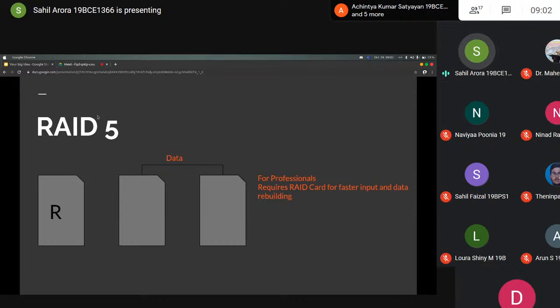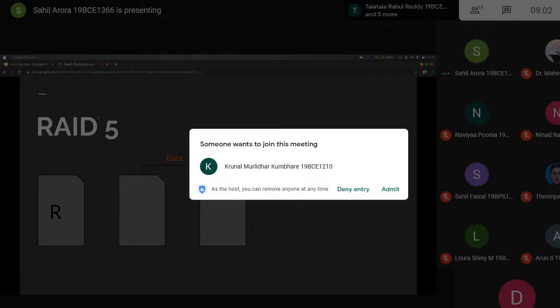RAID 5 combines the performance of RAID 0 with the redundancy of RAID 1, but takes up a lot of storage space to do it, about 1/3 of the usable capacity. So basically, if you have 3 disks, 1 disk would be used for redundancy and the other 2 will be used for data. The upside of that is that the parity data is error-correcting redundancy that is designed to recreate the data if a device fails.